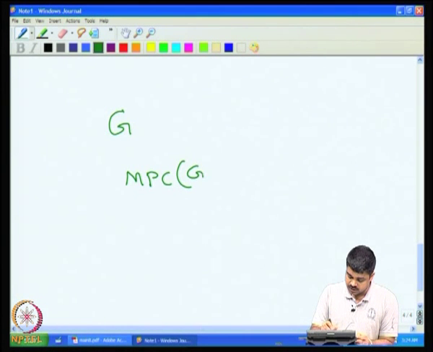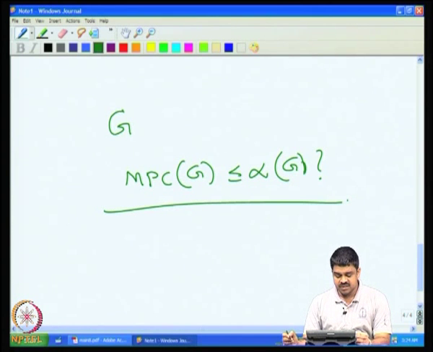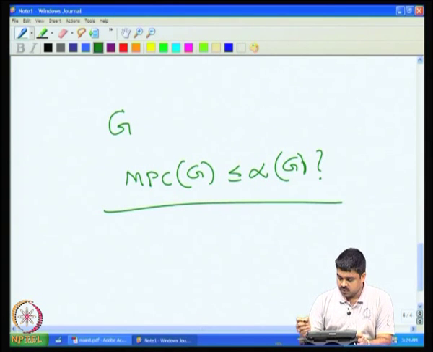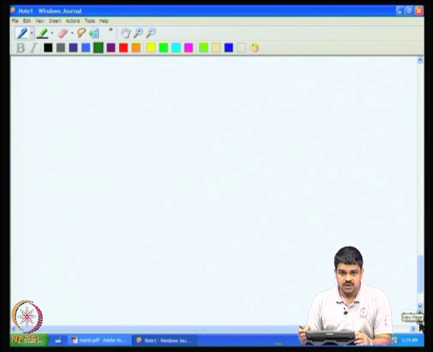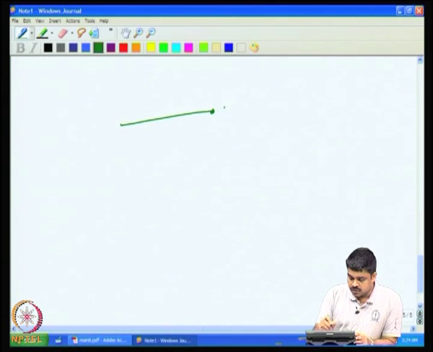Minimum path cover of G is always less than or equal to alpha of G. This is what the question is in the undirected version. As I mentioned in the last class, this is a very easy question because you can always take a path cover. Say you take a minimum path cover.